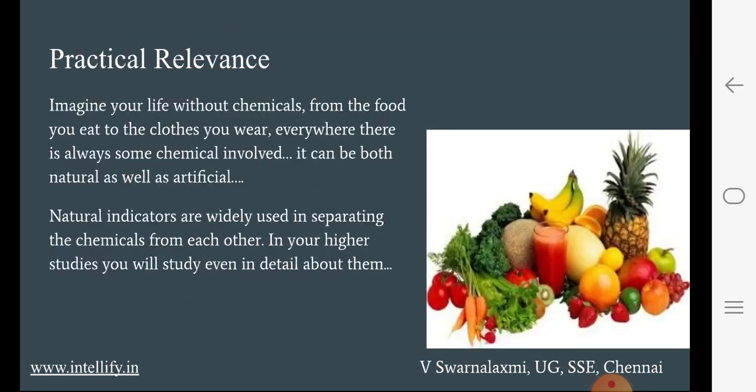So, what is the practical relevance of all these things? The practical relevance of all these things is that, starting from the food you eat to the clothes you wear, everywhere there are chemicals involved, natural as well as artificial. Natural indicators are widely used in separating chemicals from each other. Confused a bit? I would like to give you just little examples.